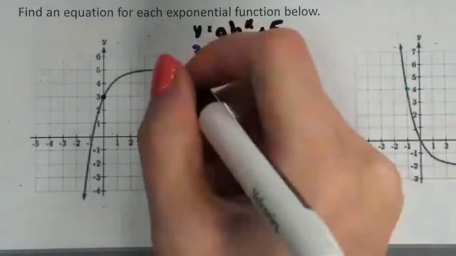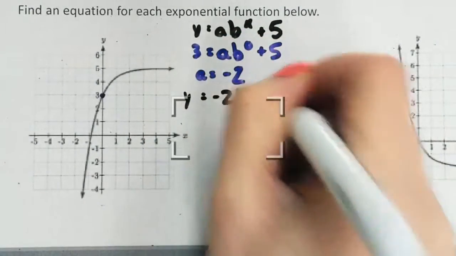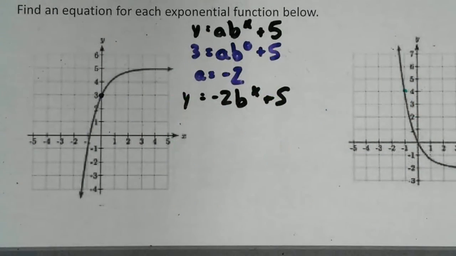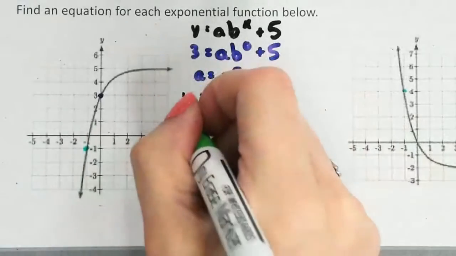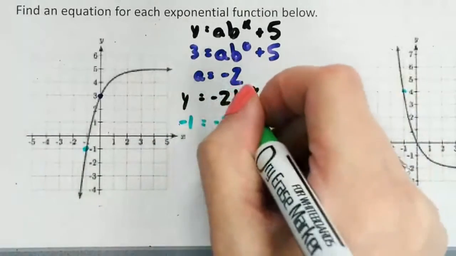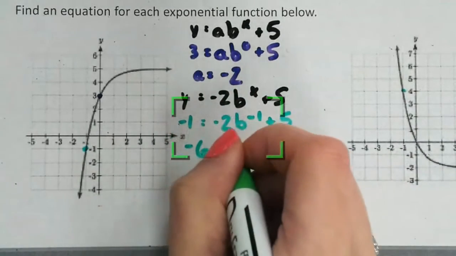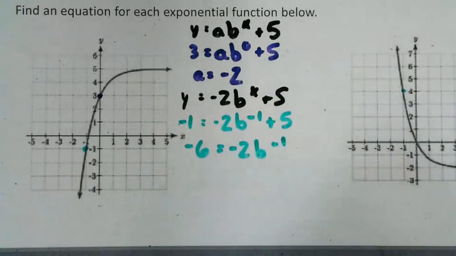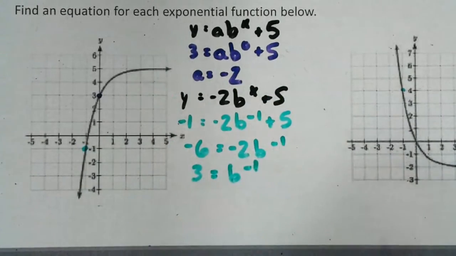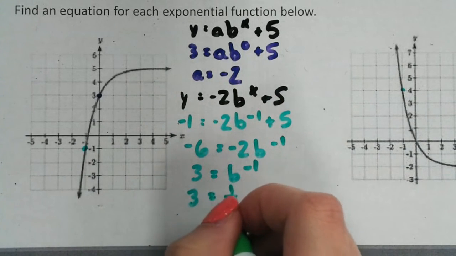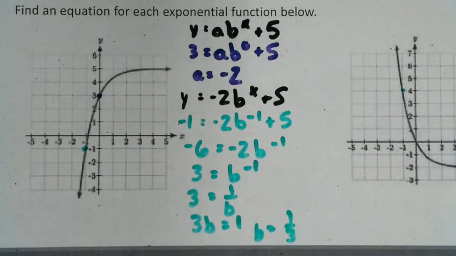Now that I know what a is, I can plug that in. And I have y is equal to -2b to the x plus 5. And I need one more point to plug in. It looks like this goes through -1, -1. So I'll have -1 is equal to -2b to the -1 plus 5. I can subtract the 5 over, so that -6 equals -2b to the -1. Dividing by -2, I get 3 is equal to b to the -1. But that means 3 is equal to 1 over b. 3b equals 1, or b equals 1/3.